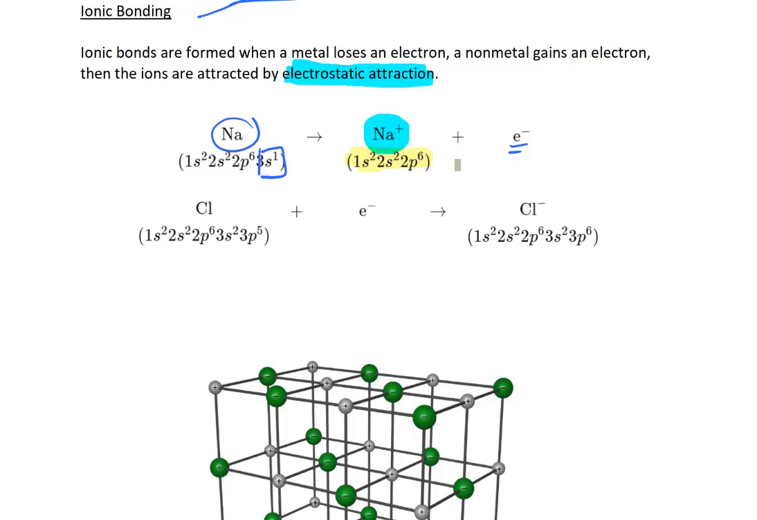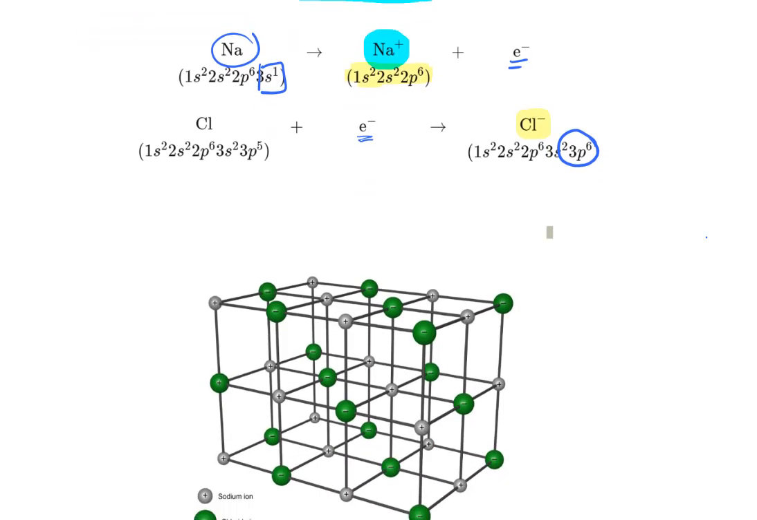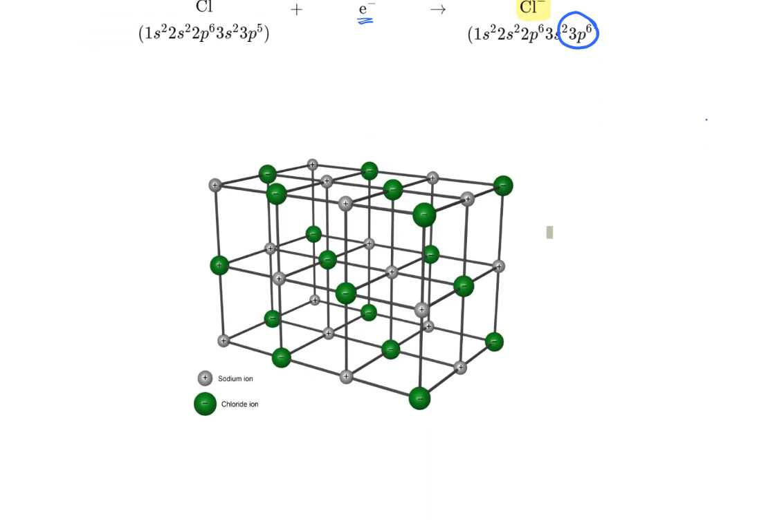Then for chlorine, what chlorine is going to do is it's going to take that electron that sodium just gave up, and it's going to encompass it in its 3p orbital, which has one empty spot. And so now what we have is a sodium ion and a chloride ion that will be attracted to each other because opposites attract. Positives and negatives want to be next to one another. When they are next to one another, they form this thing called a crystal lattice.